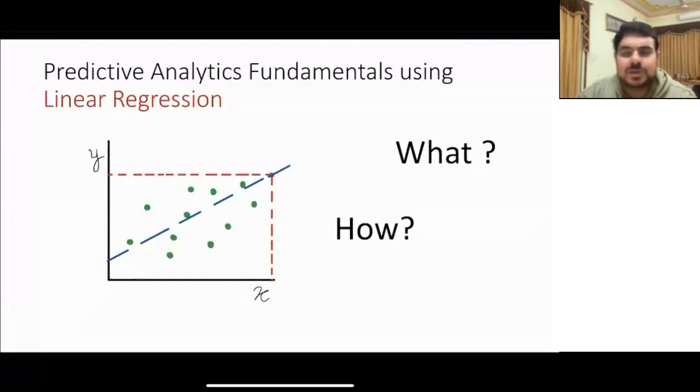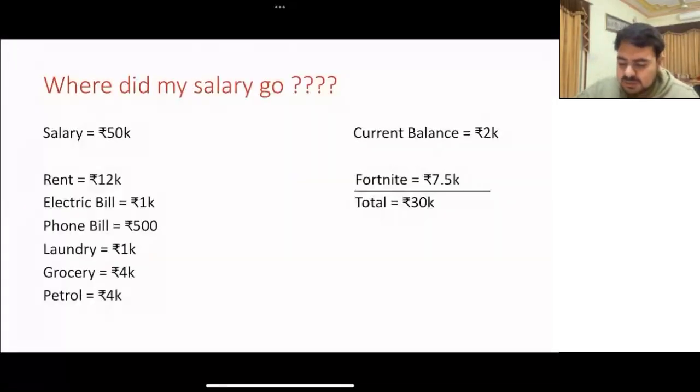And that's where the idea comes. Okay, let me look at my bank statement and generalize my expenses. So this is generally a case scenario, right? Where, okay, my salary is 50K, I have around 12K rent and 1K electric bill, and following all the expenses, right? And you can see that I spend around 30K out of my salary.